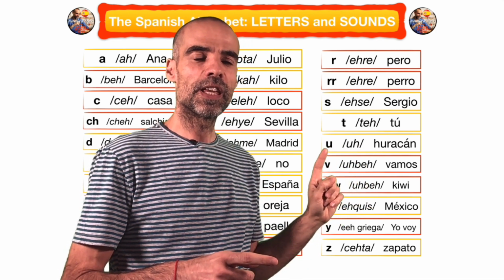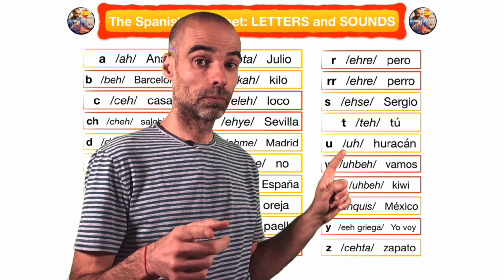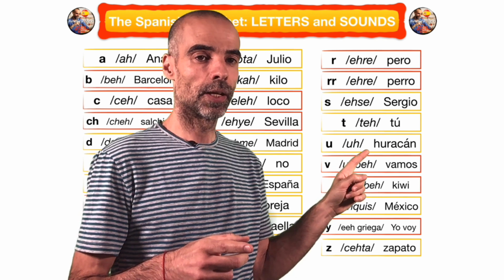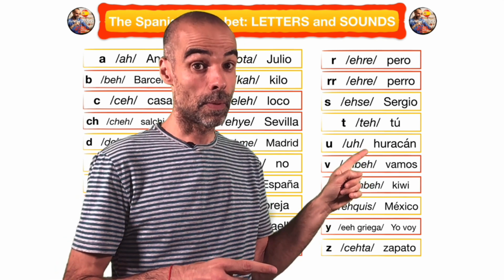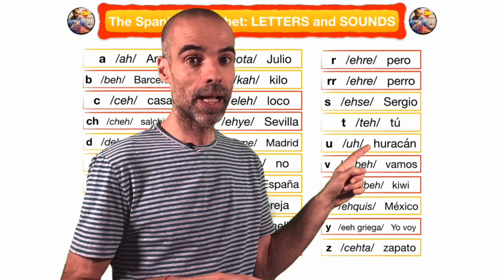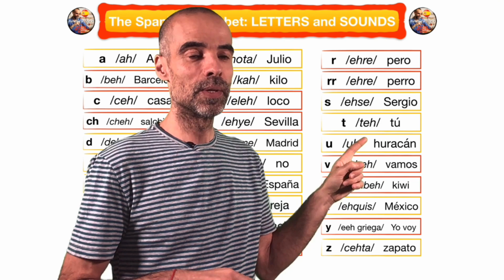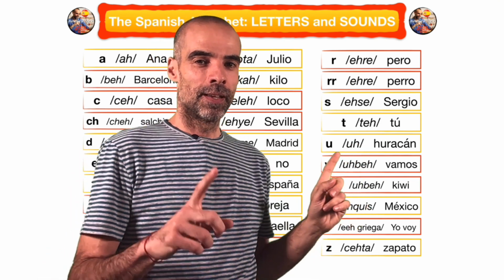And then we have you in English. In Spanish, u. For example, hurricane. Remember that the H, we don't pronounce it, it's silent H, yes? We don't say huracán. No. We say huracán. Perfect.